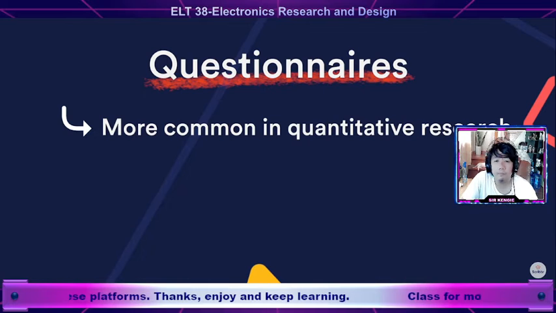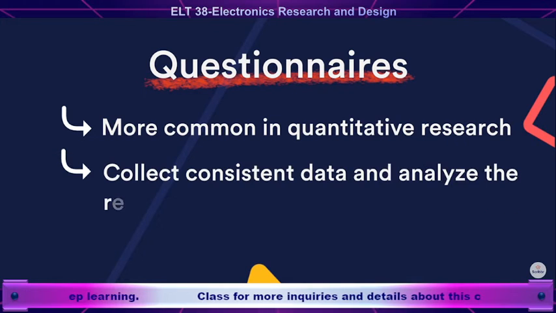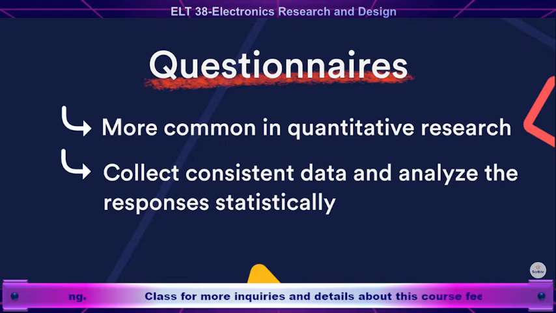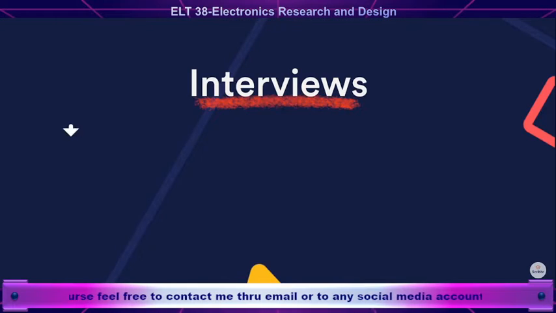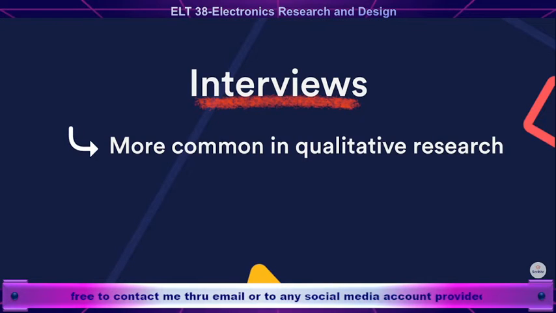Questionnaires are more common in quantitative research. They usually include closed questions with multiple choice answers or rating scales. This allows you to collect consistent data from many people and analyze the responses statistically. For example, if you want to measure student satisfaction with their online classes, you could use a questionnaire to collect responses from many students.